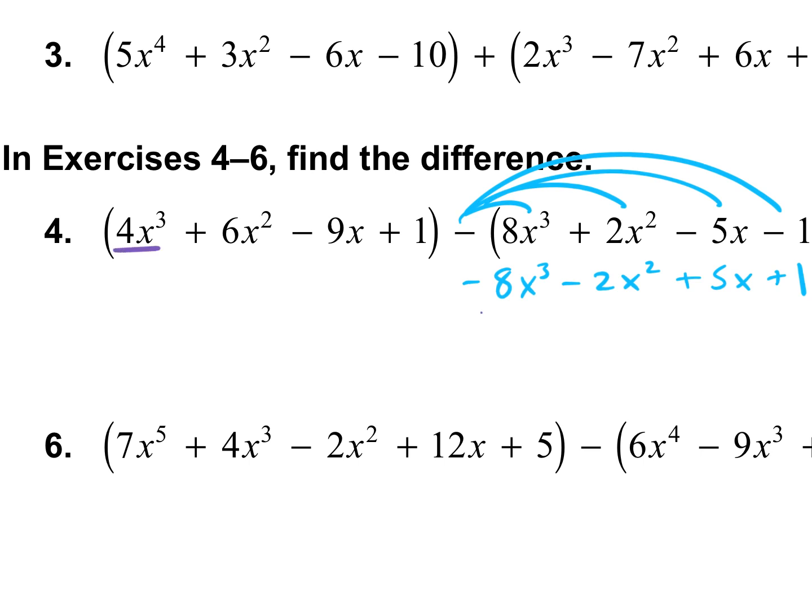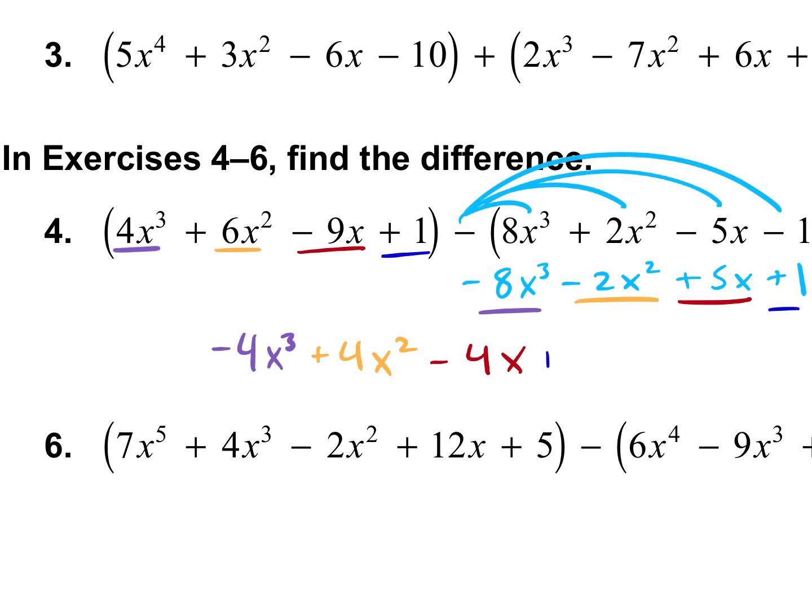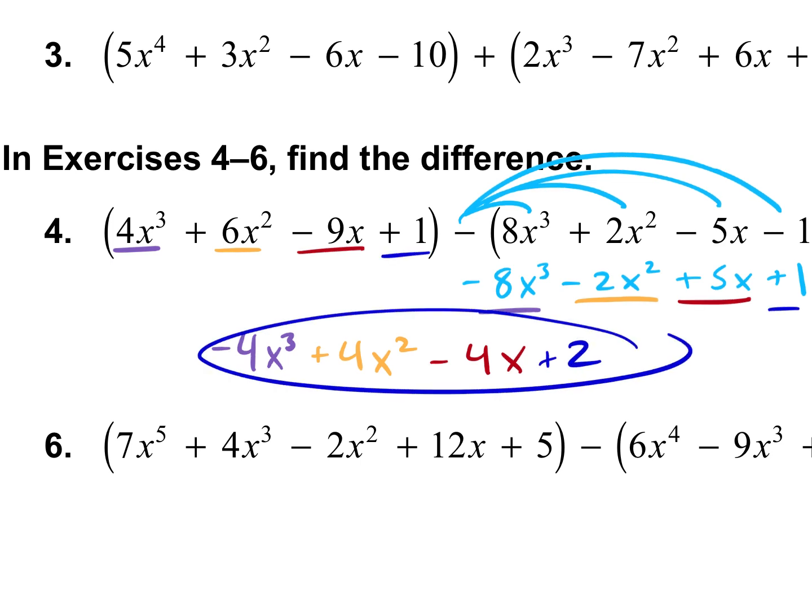So start with the cubes. What's 4x cubed minus 8x cubed? Negative 4x cubed. What's 6x squared minus 2x squared? 4x squared. Negative 9x plus 5x. Negative 4x. And 1 plus 1? 2. Awesome.